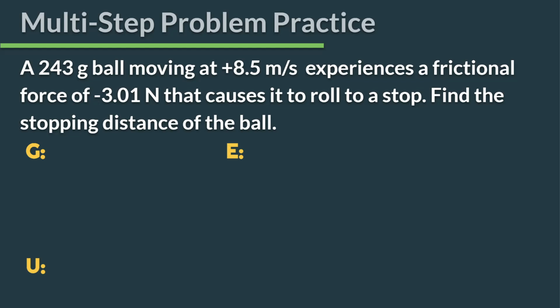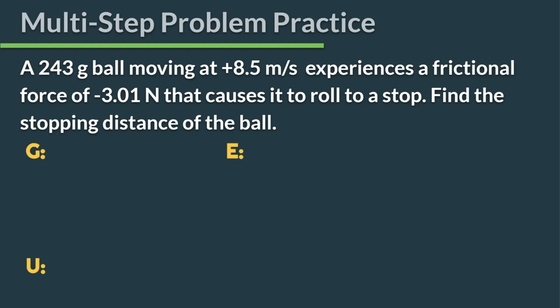It says a 243 gram ball moving at positive 8.5 meters per second experiences a frictional force of negative 3.01 newtons that causes it to roll to a stop. Find the stopping distance of the ball.